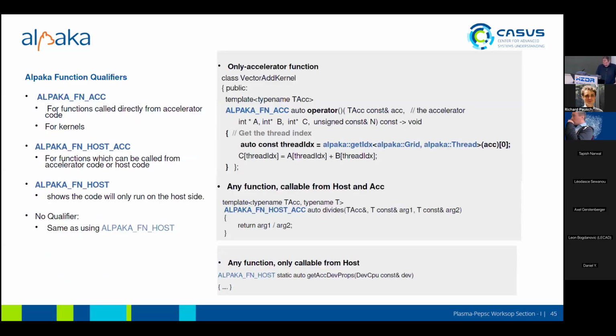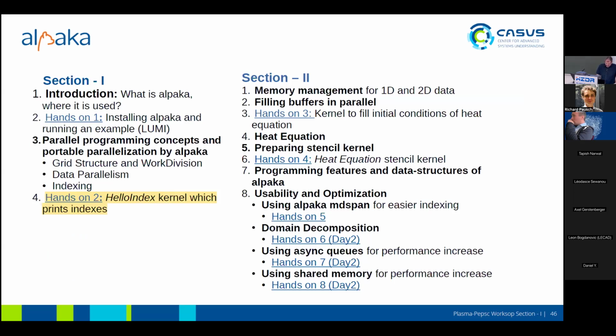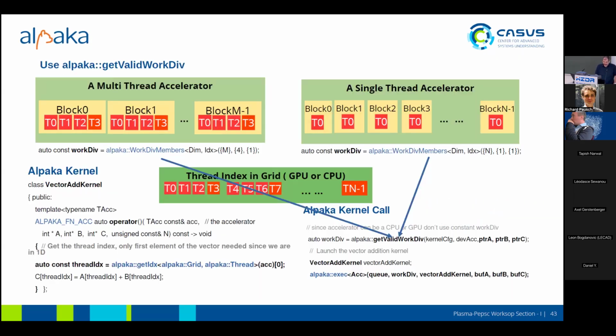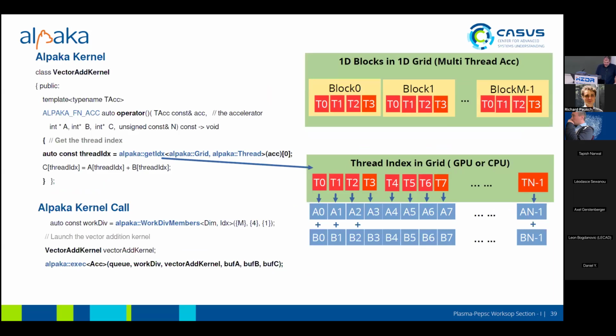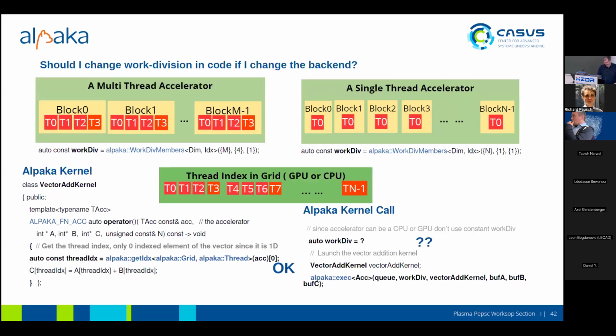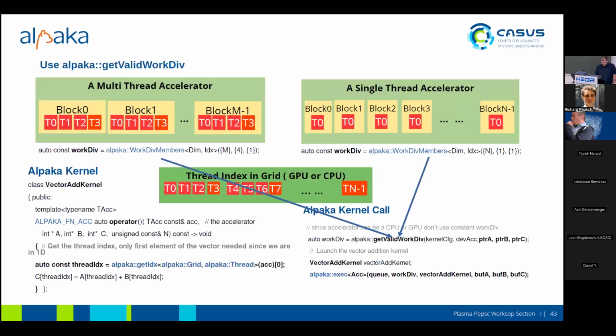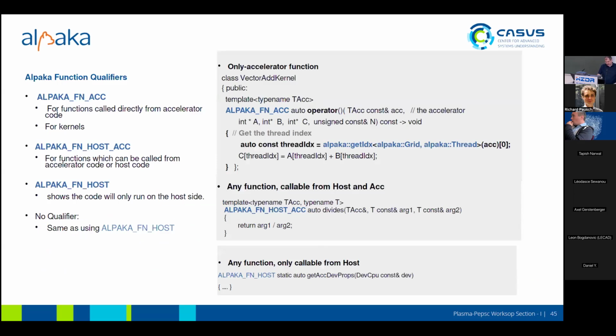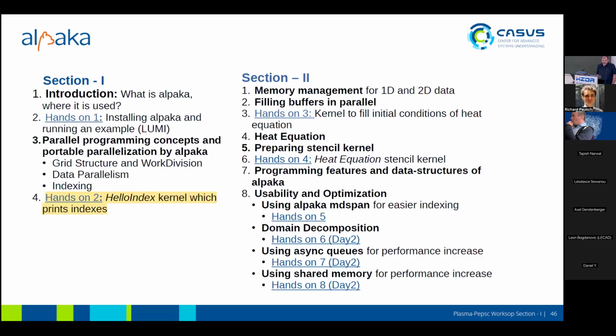I have explained alpaka function qualifiers. Do you have any other questions about this session? In this session, I mainly explained getting the indexes and extents in the kernel, and getting the proper work division using the getValidWorkDiv function. Now, in this hands-on, we are just going to get the indexes and maybe extents, then try to print them in parallel in the kernel. Thank you, Mehmet.